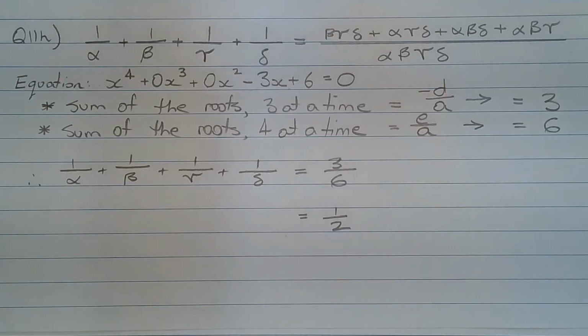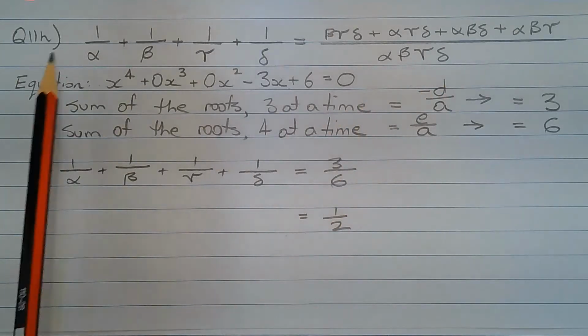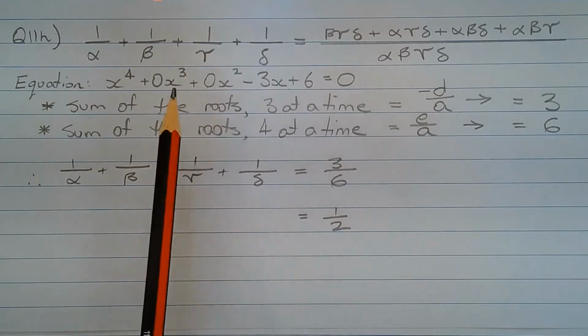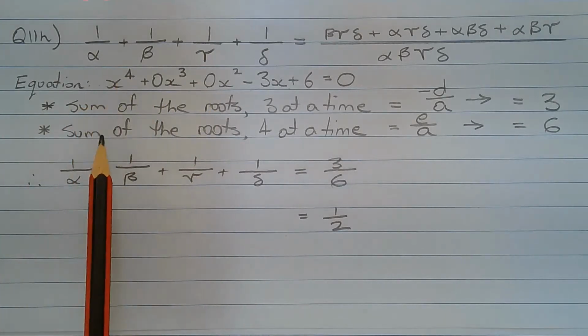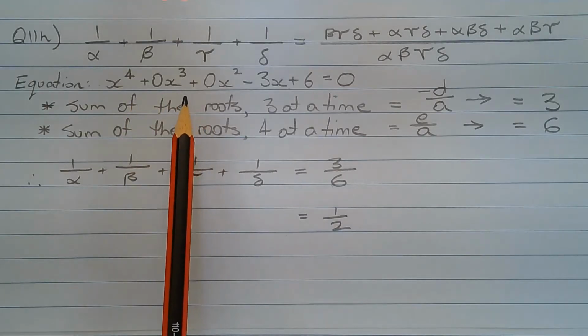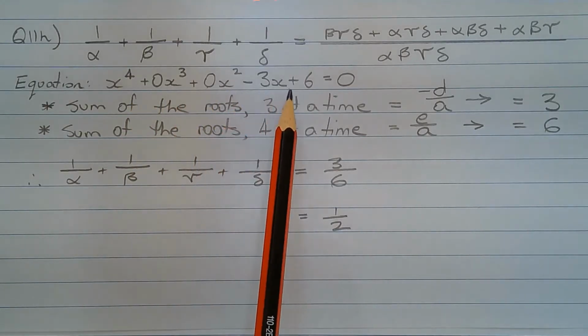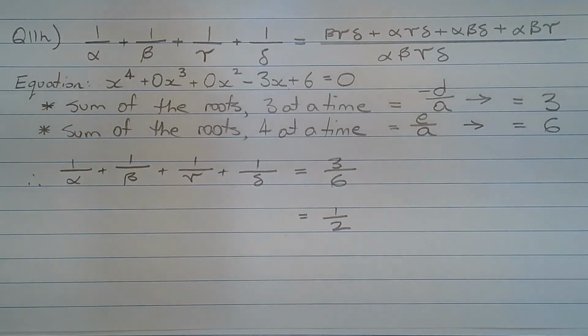Now it may help to rewrite the equation showing all the terms, including the terms that have a coefficient of 0. So the equation is x to the power of 4 plus 0x cubed plus 0x squared minus 3x plus 6 equals 0.